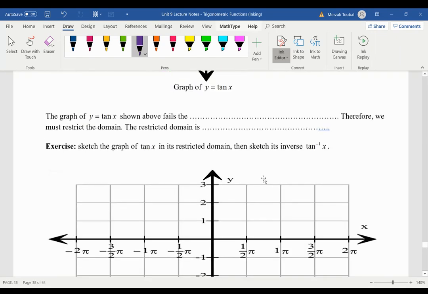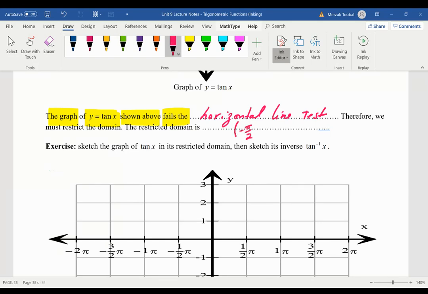So the graph of y equals tangent shown above fails the horizontal line test. Therefore, we must restrict the domain. The restricted domain is negative pi over 2 to pi over 2. As you see, I'm using parentheses.